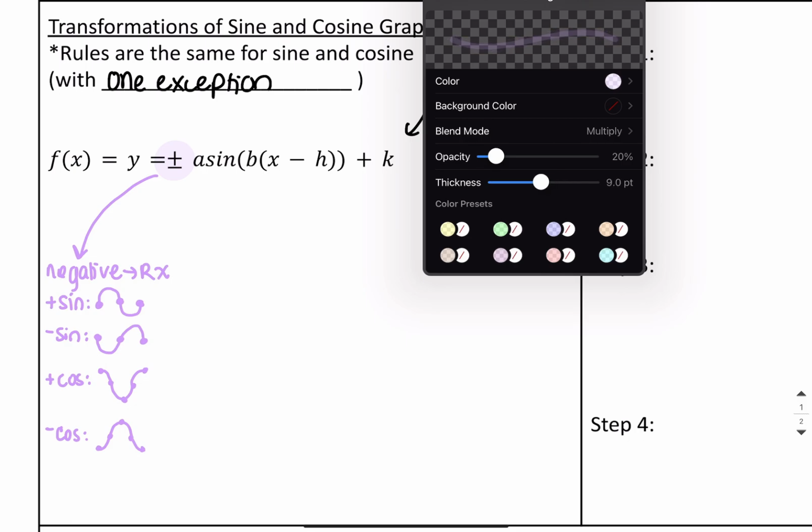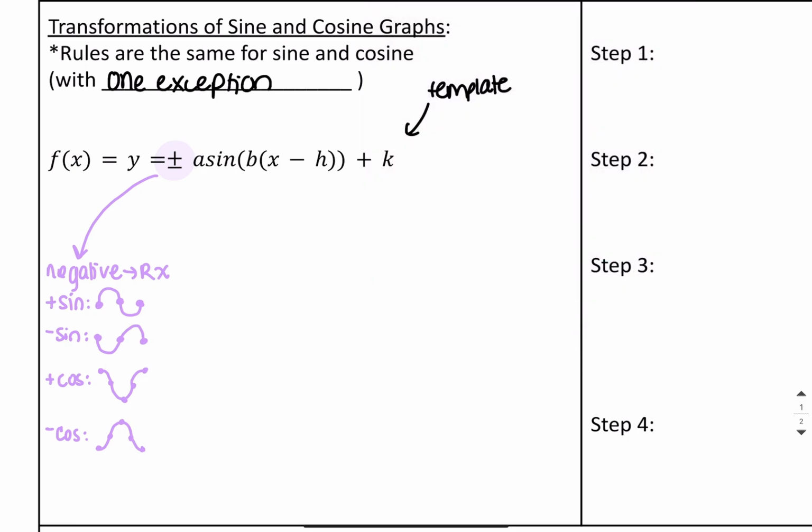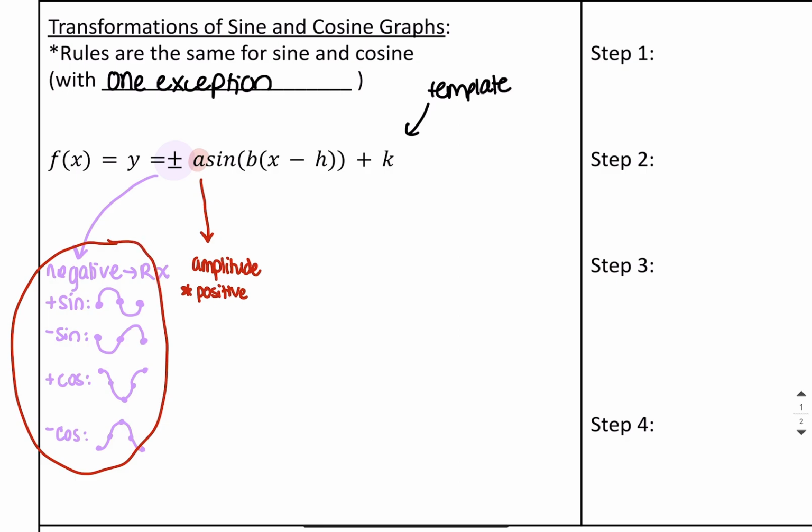Then another thing that I have, and I want to just lower this so that it's less thick, is the A in front. This A in front tells me the amplitude of the graph, just like we saw when we were looking at the parent function graphs. So the amplitude is just the positive version of whatever A is. So maybe you see a negative in front. That negative you're just going to consider for if there's a reflection, but the amplitude is just going to be the positive version of whatever's the coefficient in front of sine or cosine.